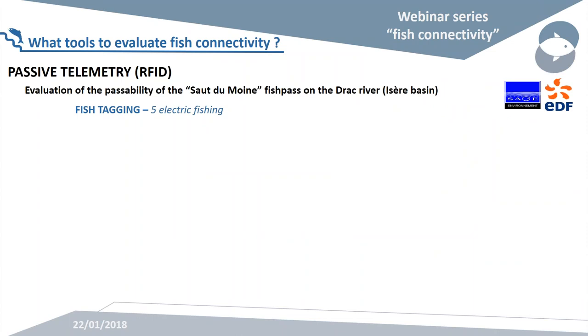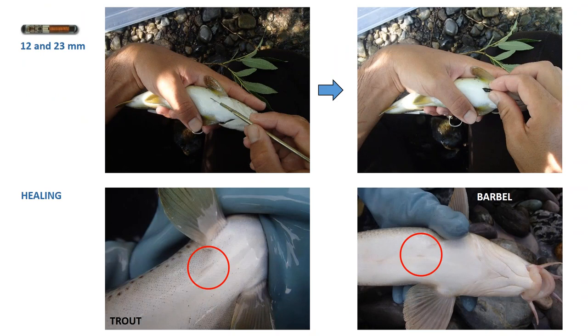After the antenna system, we did electric fishing to tag the fish. Like you saw before in the video, here we put the tag in the peritoneal cavity. And you can see the healing on trout and on the barbel just a few weeks after tagging. There is really good healing just a few weeks after. So it's a really good result, a good observation. We have almost 100% tag retention with this system.